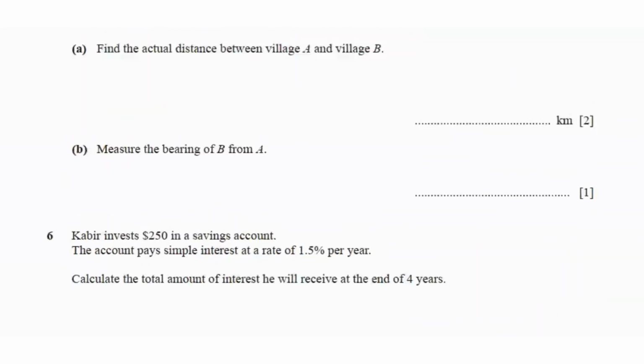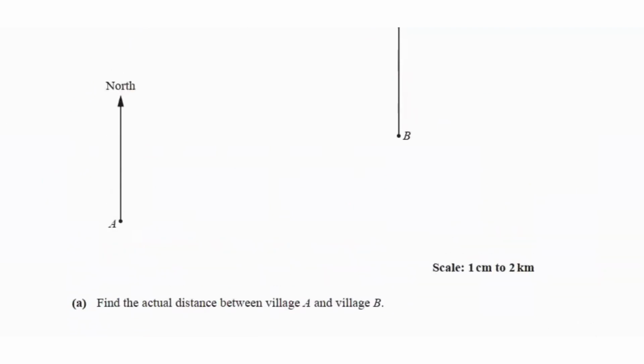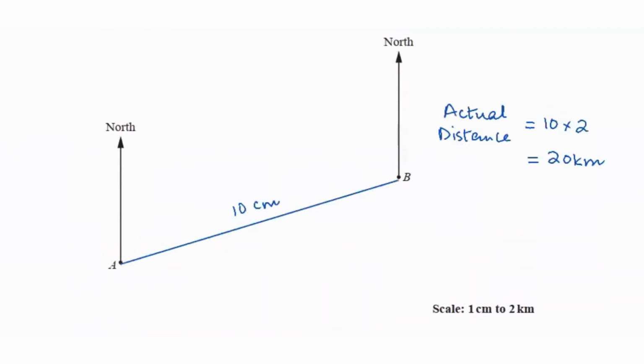Measure the bearing of B from A. Once again, since we're trying to measure the bearing of B from A, it's this angle. So you'll use your protractor, put it over here at A, measure this angle, and that's going to be the bearing of B from A. Your bearing would approximately be, I think, around 72. But remember to write it as a 3-digit number. So 072. That's going to be the bearing.